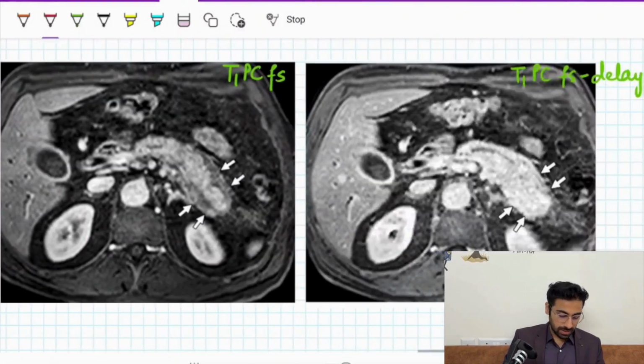Now this is the early arterial phase and this is the delayed phase. You can see here that this T2 hypointense rim shows hypoenhancement as depicted by these arrows, and on the delayed films it almost mirrors the enhancement character of the pancreas. So this was a classical case of diffuse IgG4 related autoimmune pancreatitis.